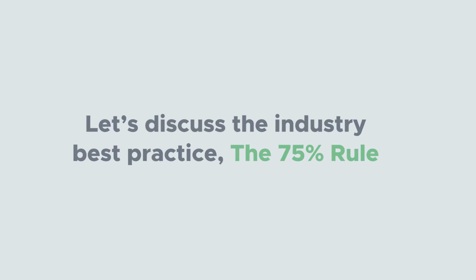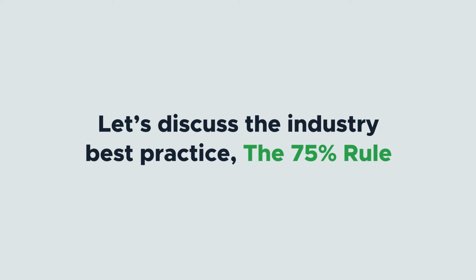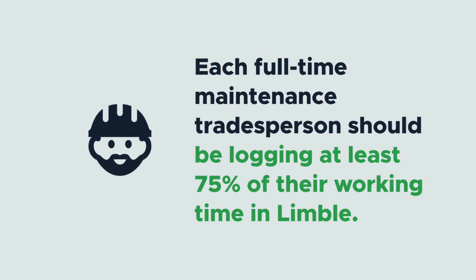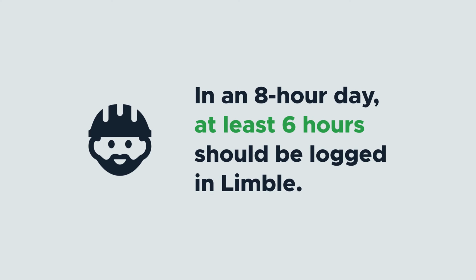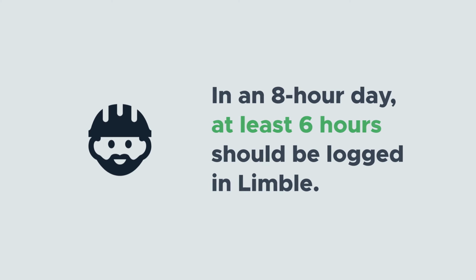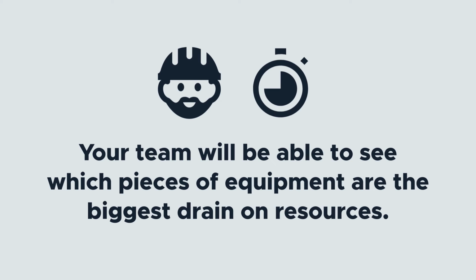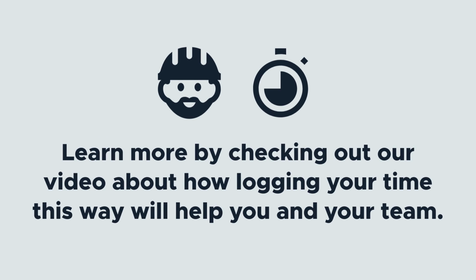But first, we need to talk about the industry best practice called the 75% rule. Each full-time maintenance tradesperson should be logging at least 75% of their working time in Limble. That means that in an 8-hour day, at least 6 hours should be logged in Limble, resulting in at least 30 hours by the end of the week. When you track your time in Limble, your team will be able to see which pieces of equipment are the biggest drain on resources. Learn more by checking out our video about how logging your time this way will help you and your team.